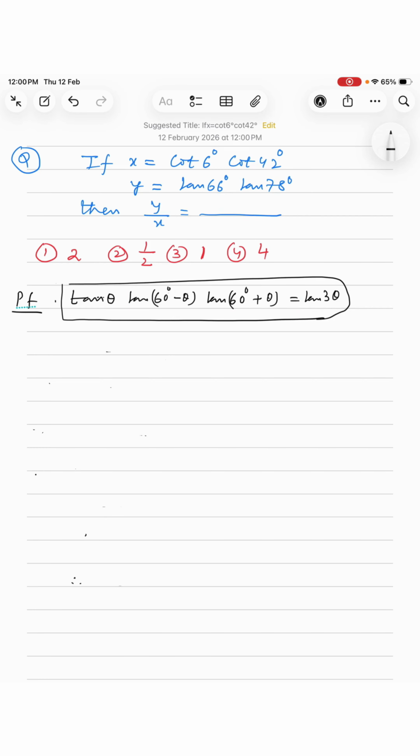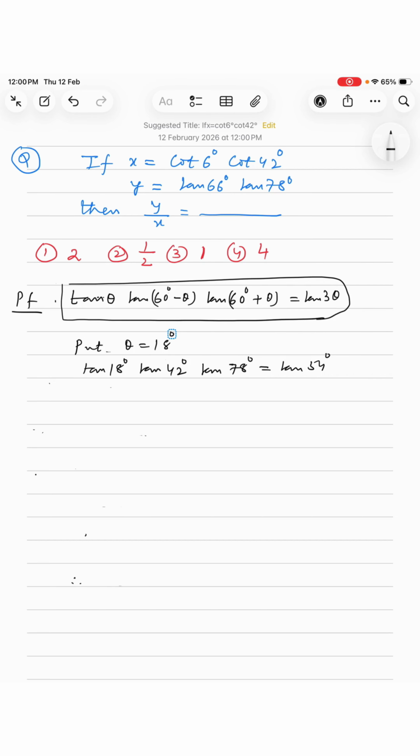Now what we do is, in this formula, first put theta equal to 18 degrees. What happens to the formula? We get tan 18 degrees into tan (60 minus 18), tan 42 degrees, into tan (60 plus 18), tan 78 degrees, equal to tan 3 into 18, tan 54 degrees.